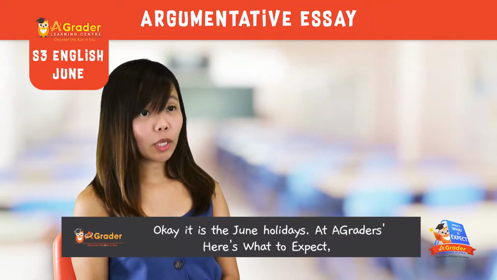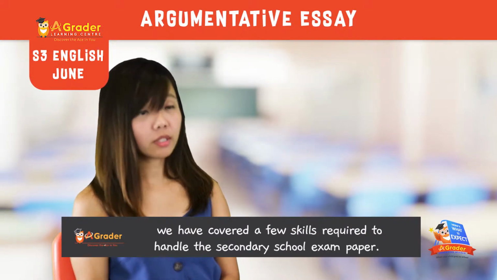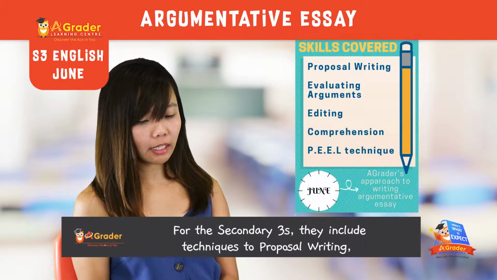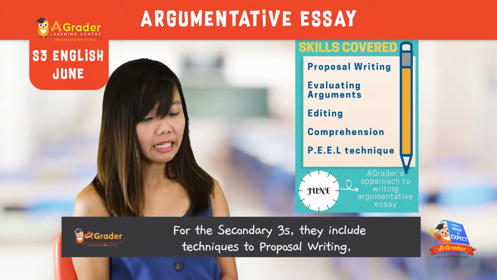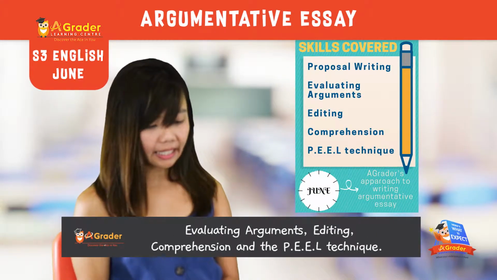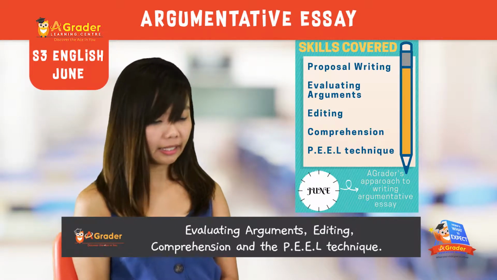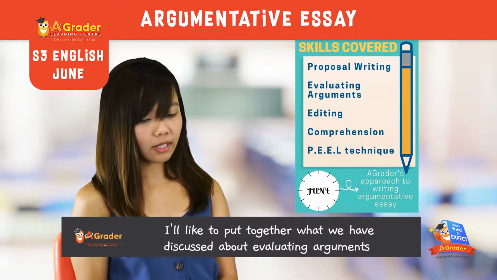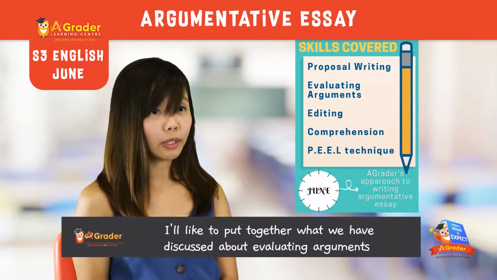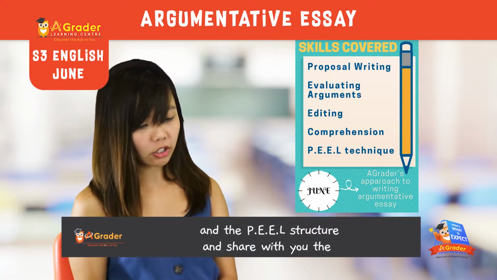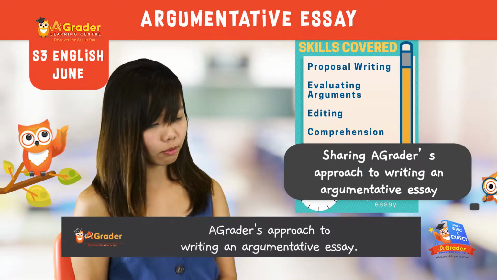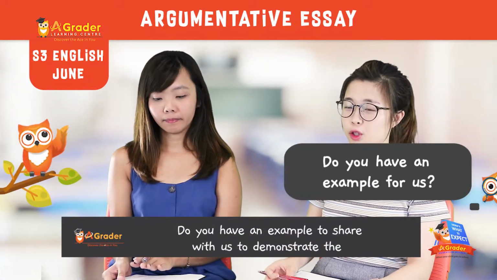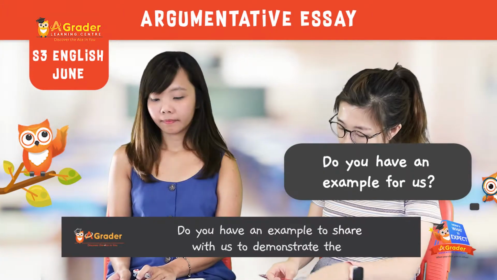At AGrader's Here's What to Expect, we have covered a few skills required to handle the secondary school exam paper. For the Sec 3, they include techniques to proposal writing, evaluating arguments, editing, comprehension, and the Peel technique. So since it is the June holidays and we have a bit more time, I would like to put together what we have discussed about evaluating arguments and the Peel structure and share with you the AGrader's approach to writing an argumentative essay.